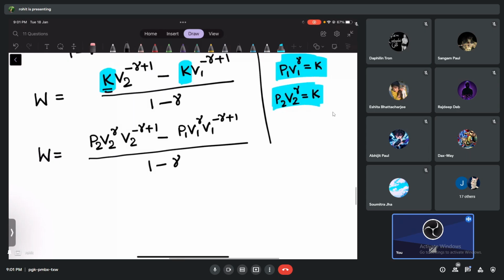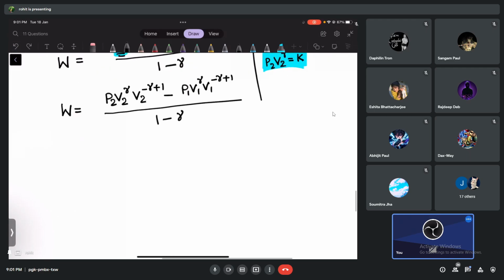You'll agree with me that this is positive power. What is this? Negative power, right? So they will cancel. Or let me write in detail if you want. W equals to, tell me, what do I write? P2 v2, this is also v2, right? So what is the power, guys? This is gamma power, minus gamma power plus 1. Minus, what is this? P1 v1, gamma minus gamma plus 1.